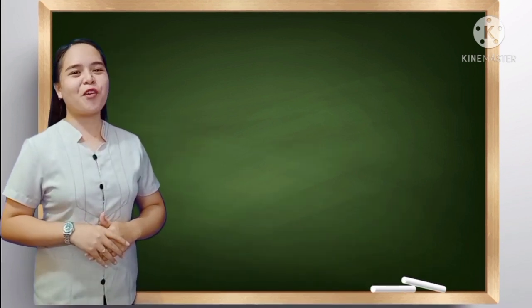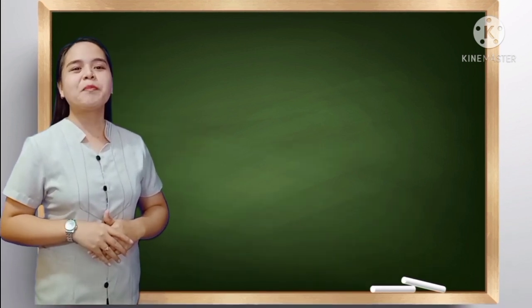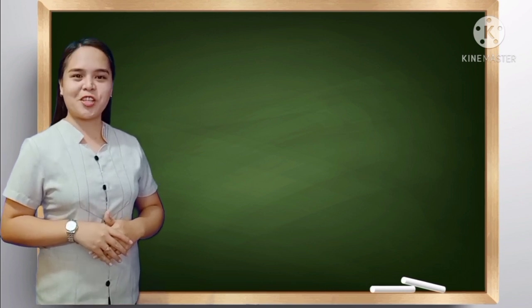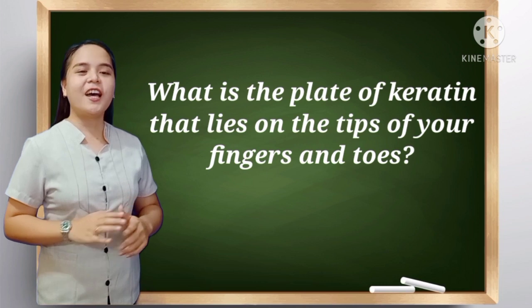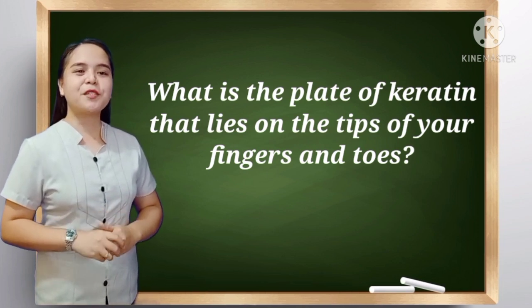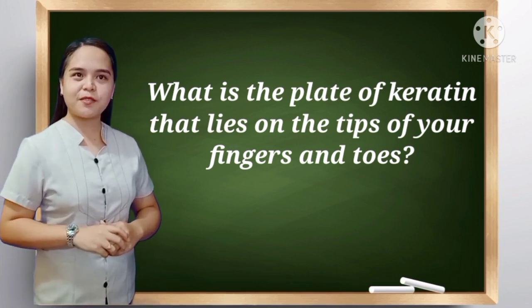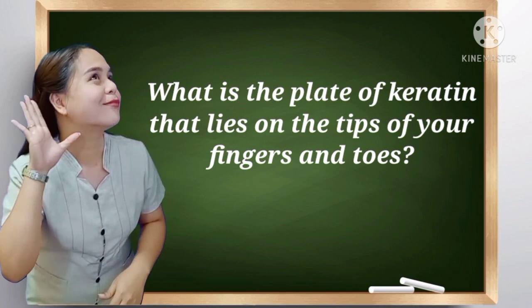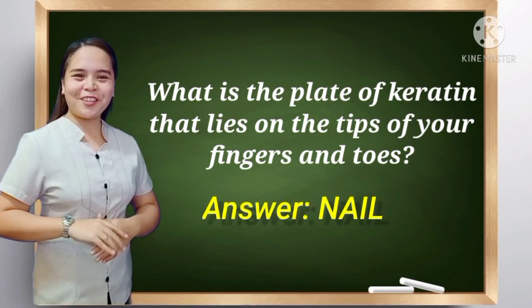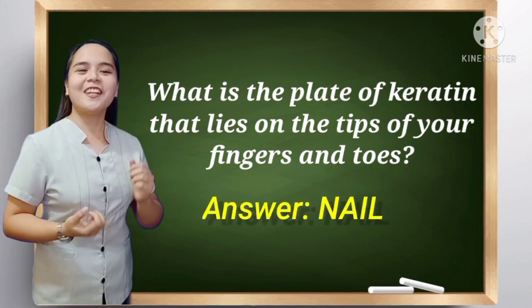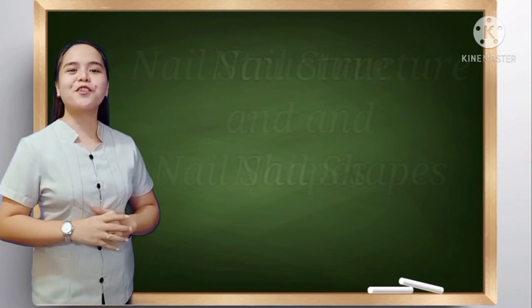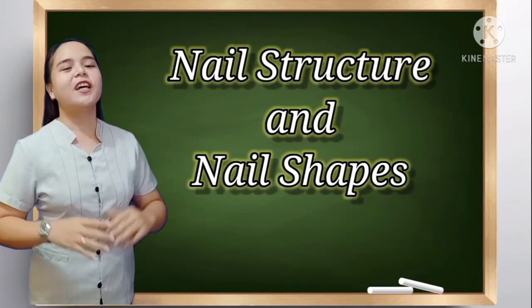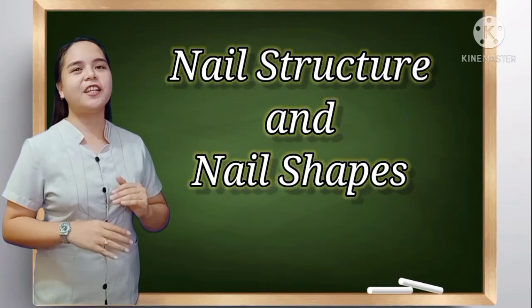Again, before we start our discussion, let me ask you a question. What is the plate of keratin that lies on the tips of your fingers and your toes? Very good! It is called a nail. So, there you have it. Our lesson for today is all about nail structure and nail shape.